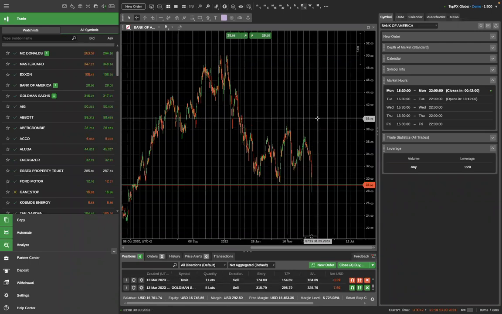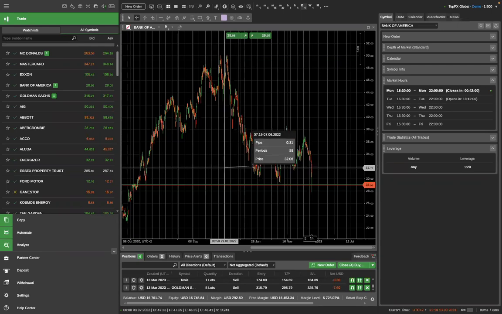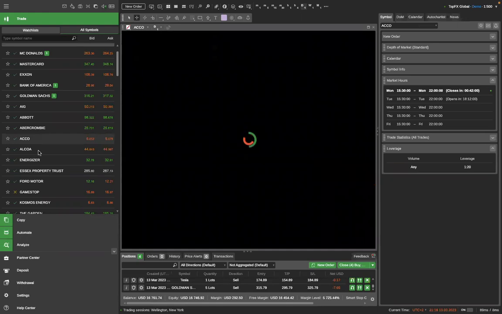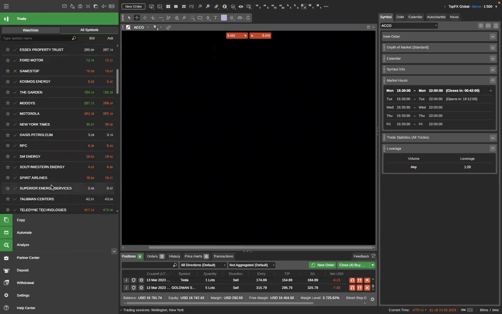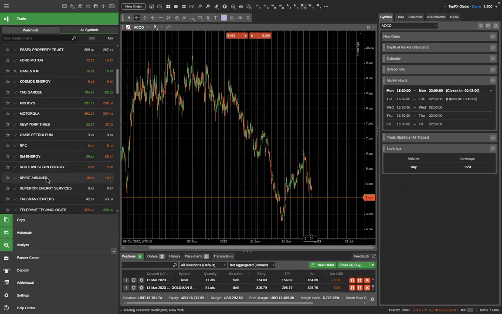Bank of America, for example. That's only an example for you guys to understand. It can be any market right now. It can be Alcoa, it can be Energizer, it can be Spirit Airlines, it doesn't actually matter.